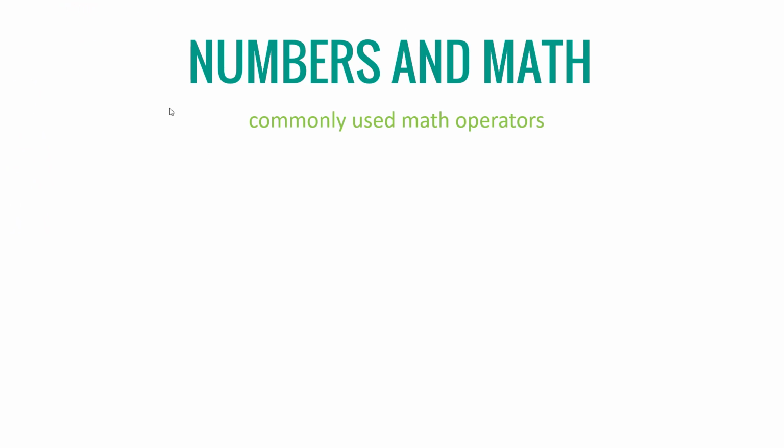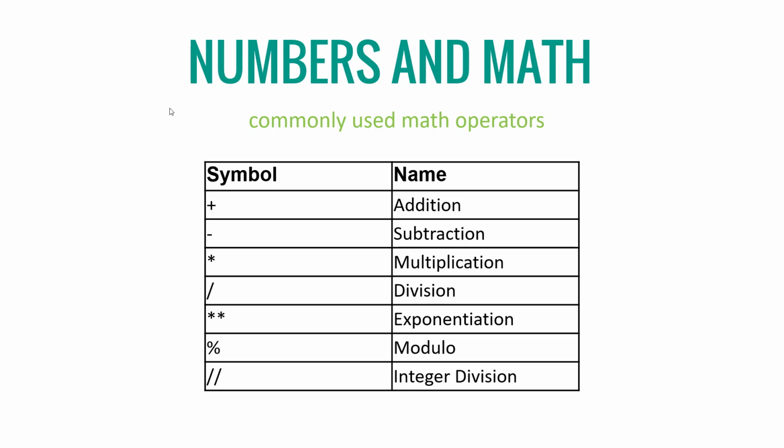Well, now let's look at some commonly used math operations in Python. Well, you can see here there are different types of math operations in Python: addition, subtraction, multiplication, division, exponent, modulo, and integer division, and also the exponent used for representing roots. Let me give you some examples of these math operations in Python.